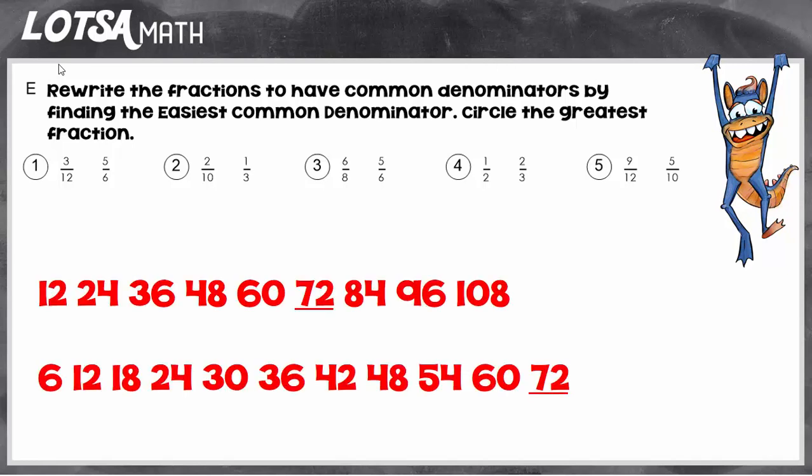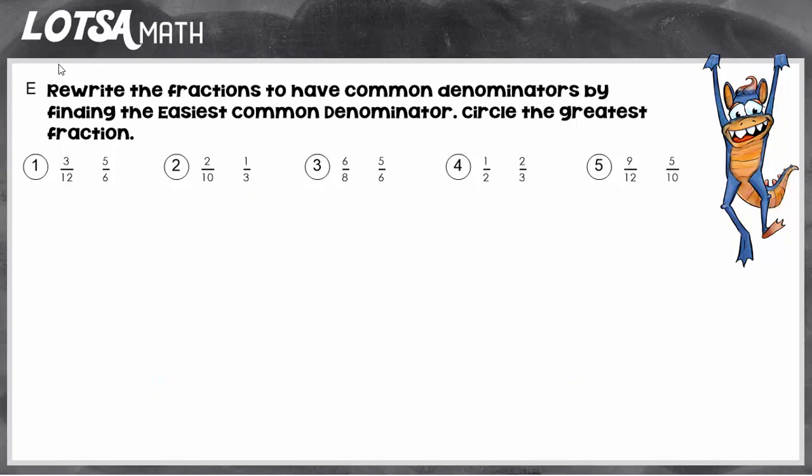Let me show you why that works. Here I have the multiples of 12 and 6, and you see that 72 is a multiple of both of them. And that's because 12 times 6 is 72, and 6 times 12 is 72. So if we use 72 as our denominator when we're making our equivalent fractions, it's guaranteed to work. So let's do some examples together.